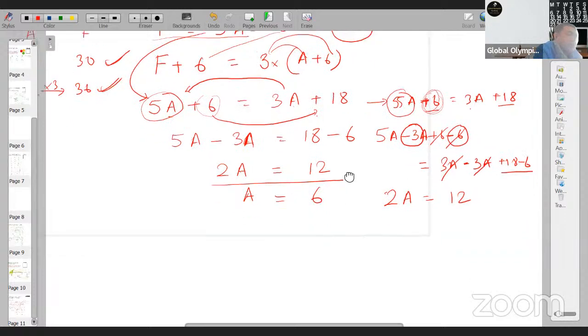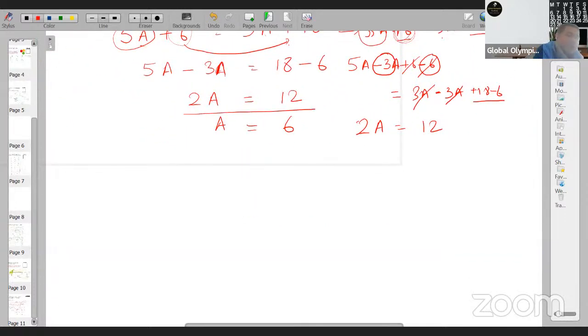Anyways, is there another way, pictorially? Let's understand this. Let's say this is Arjun. Then the father's age right now is 5 boxes. Correct?